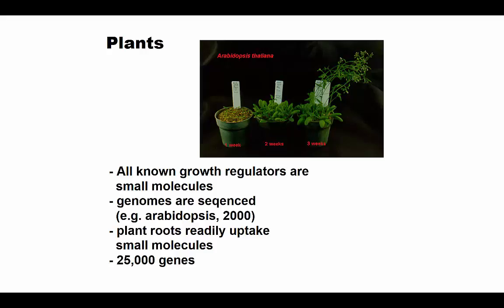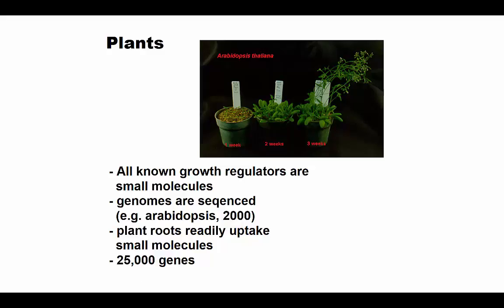Another very popular chemical genetic model is a plant, especially this species here, so-called Arabidopsis. This has been a quite popular model for chemical genetics study. First of all, the size is quite small and it is easy to grow, and also, importantly, all of the known growth regulators, like plant hormones, are interestingly small molecules, not peptides, not proteins. Many of those plant hormones are small molecules. That means it's very easy to incorporate those small molecules into these systems.